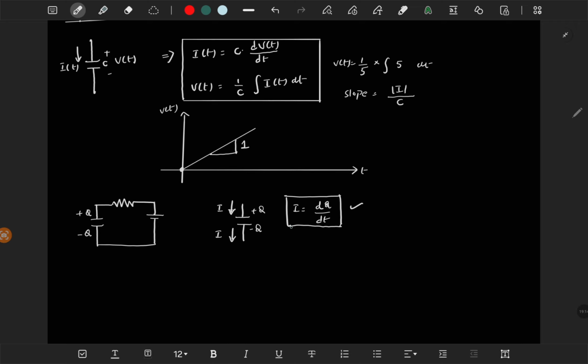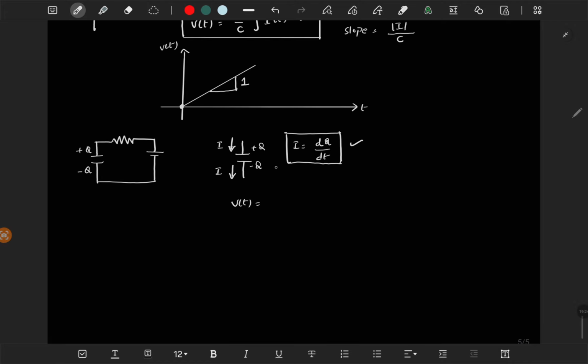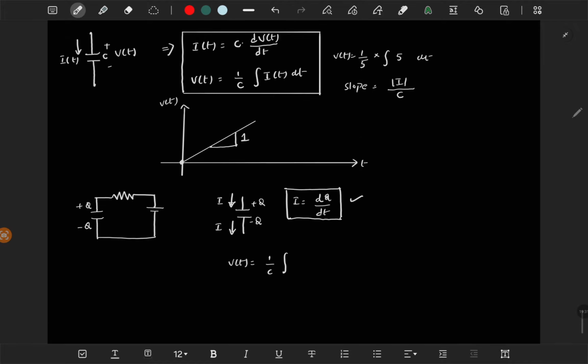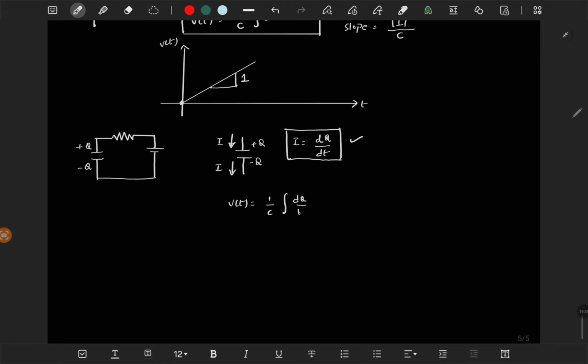So if you substitute in this expression, maybe we can get the relation between the voltage and the charge across the capacitor. So V of t is equal to 1 by C integral I dt. I is dq by dt times dt. So V of t is equal to 1 by C q of t. So we can say q is equal to CV for a capacitor, which implies V is equal to q by C. This is how we can find the charge also.